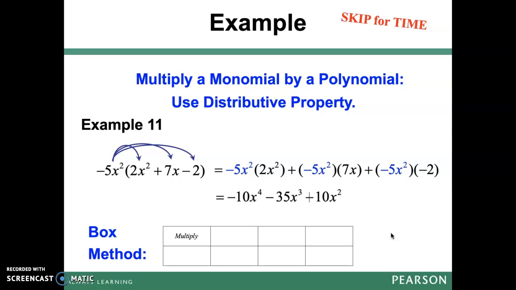Here, I used to teach a lot of box method because I really like it, and I think I left this one in. So what you can do is, it's like a big multiplication table. 2x squared, the positive 7x, and the minus 2, and you're going to multiply it by the negative 5x squared. And this just becomes a multiplication table. And this times this becomes this, and this row right here is the same as this row right here.